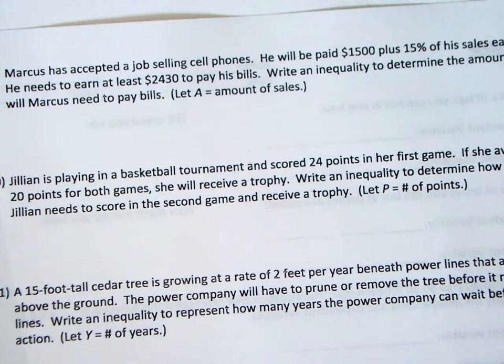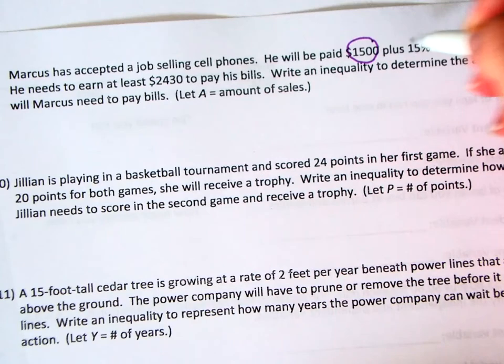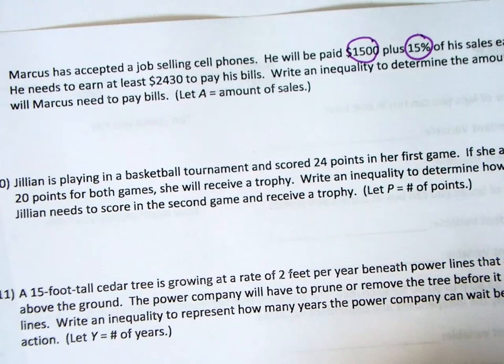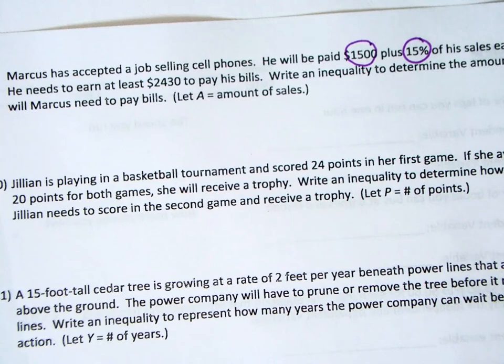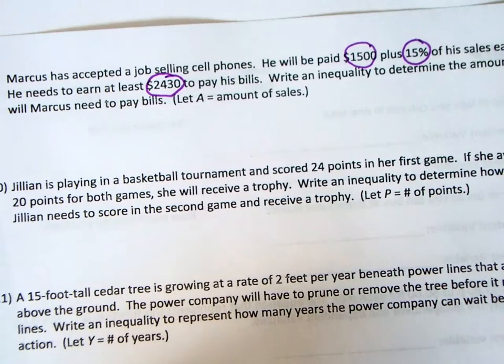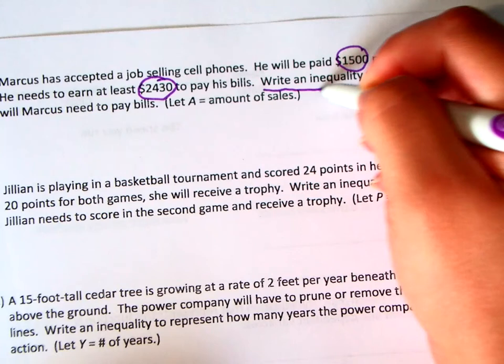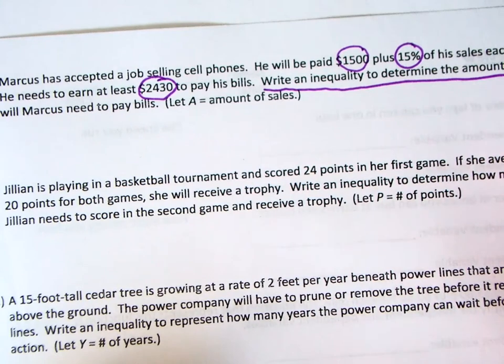So let's go through and just circle all of our numbers first. So you have the 1,500, 15%, and what do we know about percents? What do we have to do? Make it a decimal, right? Move it 2 spaces over. Then you have the 2,430 that he needs. Now let's go through to underline the question or directions. It's that whole last sentence. What's the key word in that last sentence?